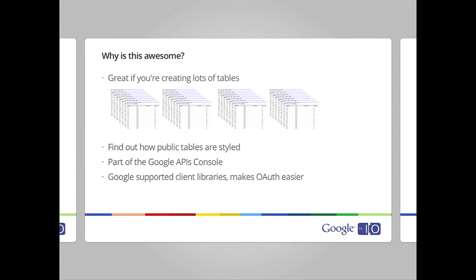Also, a cool new feature of the API is that it's part of the Google APIs console. And with the API console, you get a lot of nice things. For example, you see your quota, and you can also get analytics about your API usage. So if you're getting close to your quota, then you can adjust your code. Also, these new features are supported in the Google Client Libraries, and that makes requests to the APIs much easier.